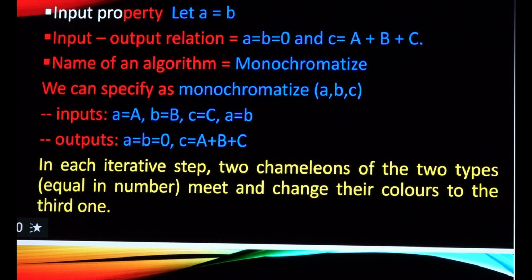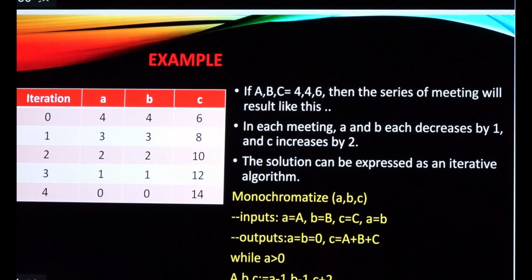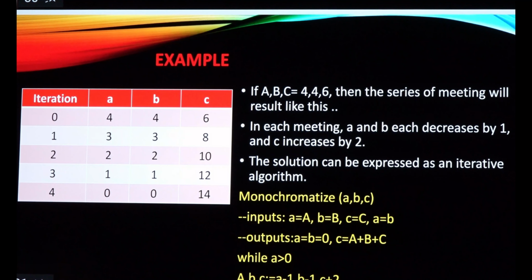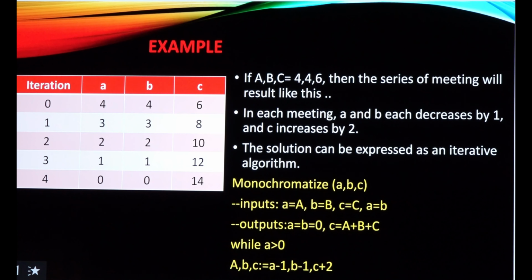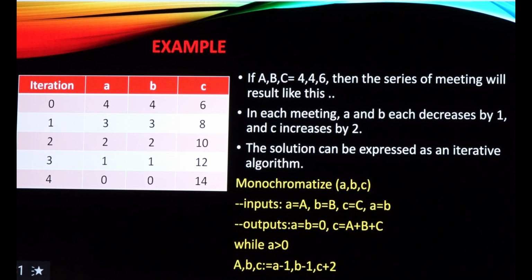Here is an example. Example iteration: A, B, C at iteration 0 are 4, 4, 6. Then 3, 3, 8. Again 2, 2, 10. Then 1, 1, 12 and 0, 0, 14. You see the example: if A equals B equals 4 and C equals 6, then the series of meetings will result like this. In each meeting, A and B each decrease by 1 and C increases by 2.